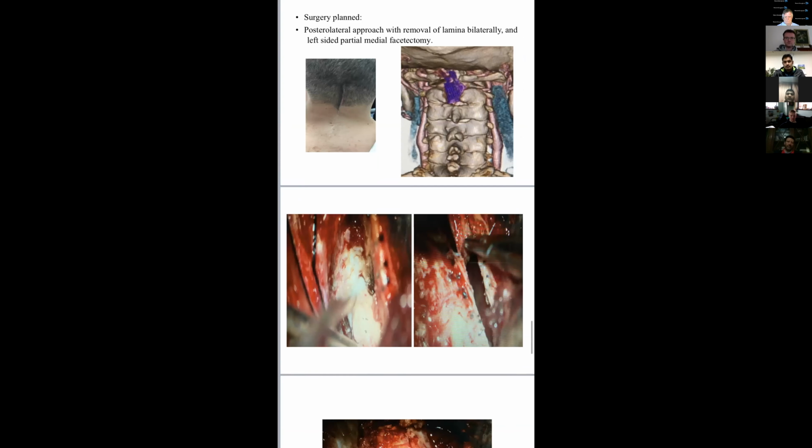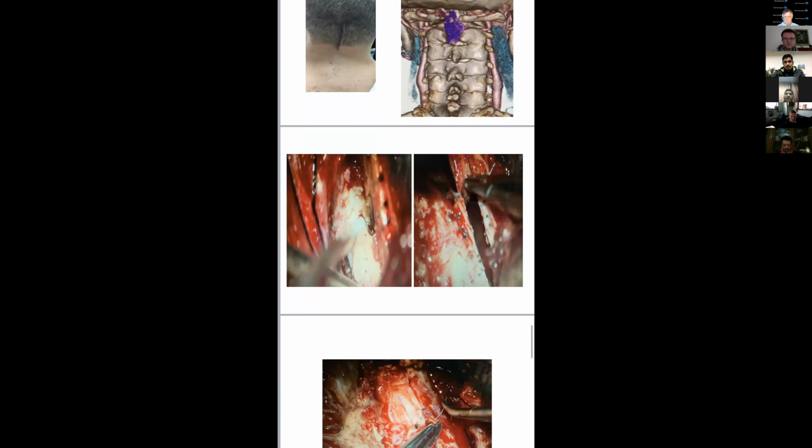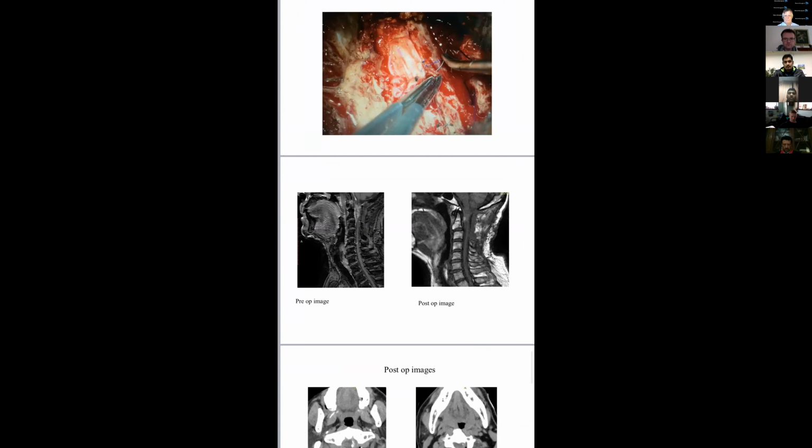So these are the pictures. First picture shows the tumor, and the second picture shows after the tumor excision. And that is the final after dural closure. So these are the pre-op images of the MRI, which show the tumor, and the post-op images show almost a complete excision of the tumor.